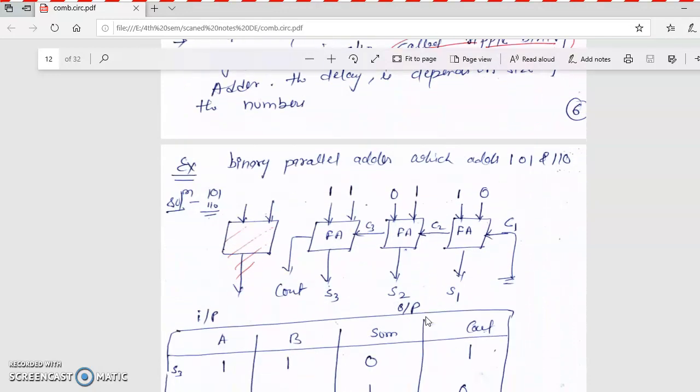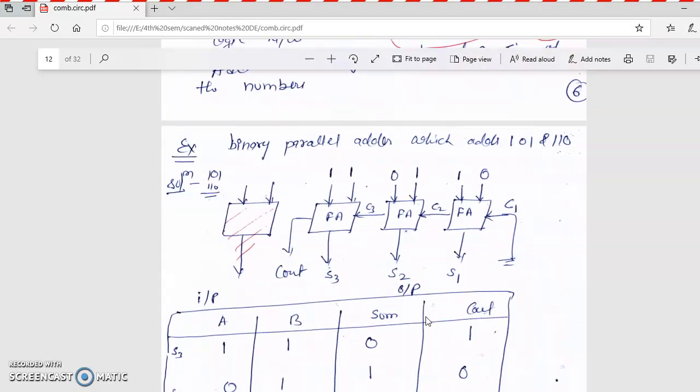Okay, let's take an example of a binary parallel adder which adds 101 and 110. हमें एक बाइनरी पैरेलल एडर डिज़ाइन करना है. दो नंबर्स हैं A और B, that is 101, that is 5, and 110, that is 6. Because there are 3 bits, 3 full adders are used: full adder 1, 2 and 3. C1, C2 and C3 are the carries, and S1, S2, S3 are the sums.